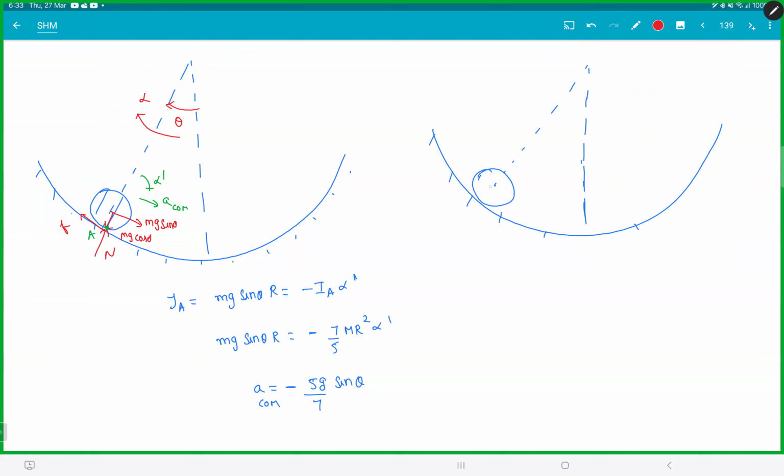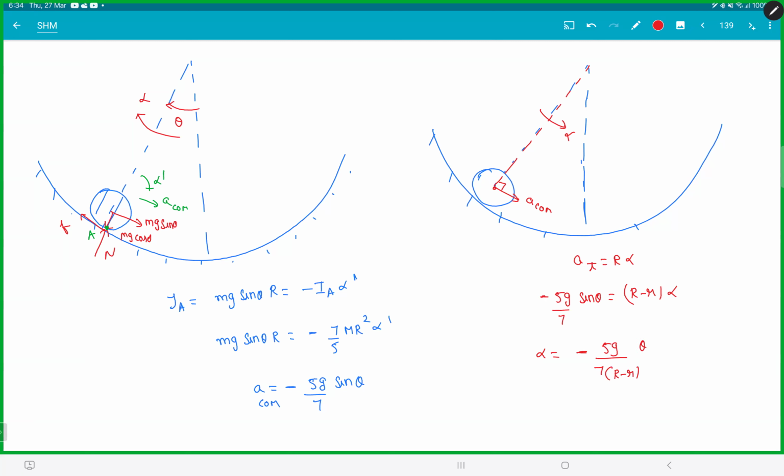So what you have is this. This point here is going with a center of mass, and this is your alpha. This is your distance. So we are using a tangential is equal to R alpha. Here a tangential is a center of mass, which is minus 5g/7 sine theta, and R is the radius, which is R minus r. For small angle, sine theta becomes theta. So this is minus 5g/7 into (R minus r) into theta.